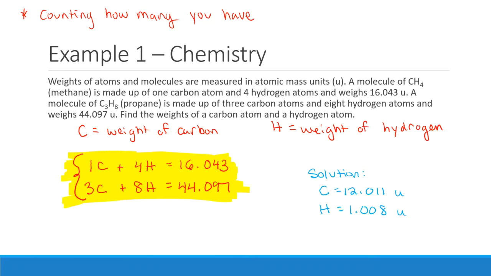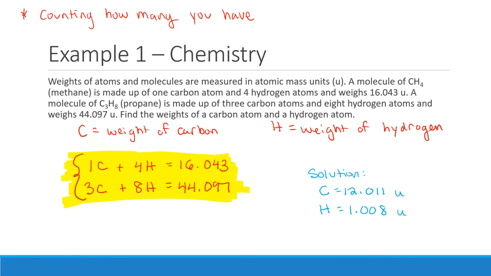So that is your solution, and when you solve a problem like this, you should give your final answer in a sentence. So you would say, the weight of a carbon atom is 12.011 atomic mass units, and the weight of a hydrogen atom is 1.008 atomic mass units. So you're basically taking that final sentence and rewording it with your answers. That's how you would answer a word problem, so that it's clear what your actual answers are.